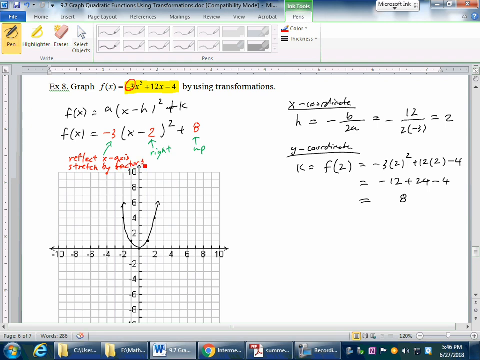Okay. So for this point, 0, 0, when I reflect and stretch, basically I multiply by negative 3 to my y value, right? So 0 times negative 3 is still 0. And then I'm going to shift to the right 2 units and then shift up 8 units. So my point is right here.